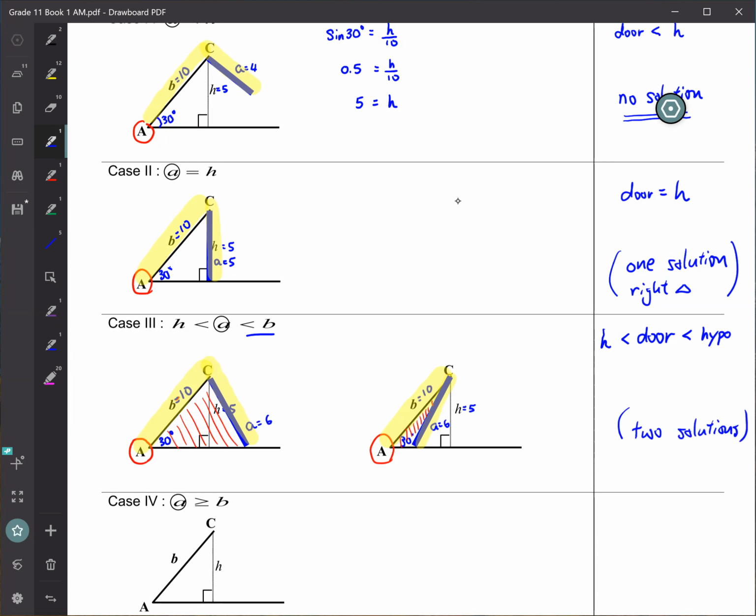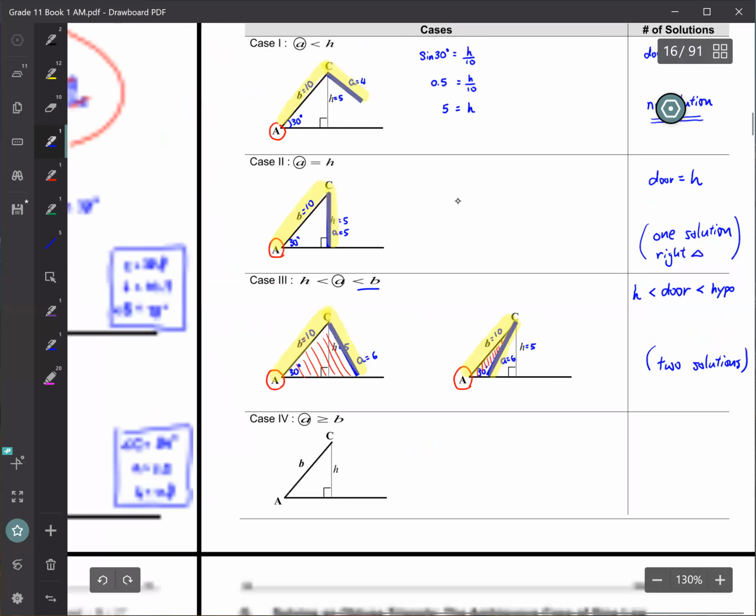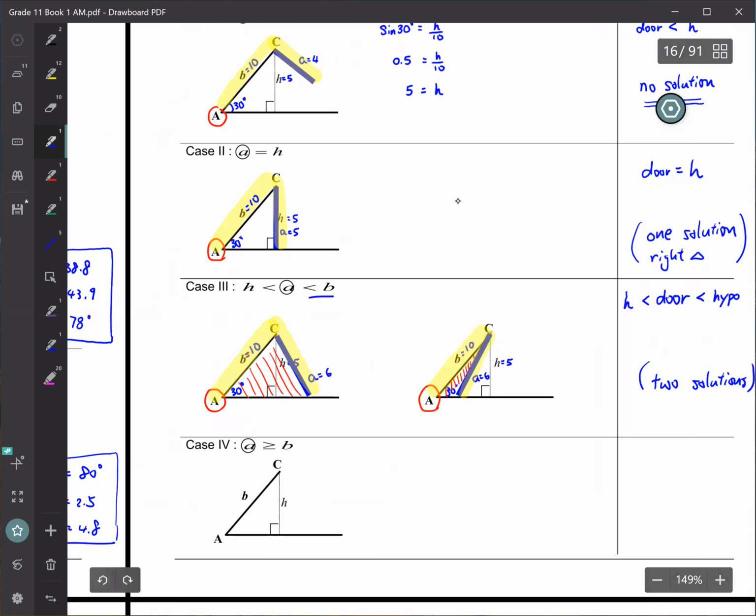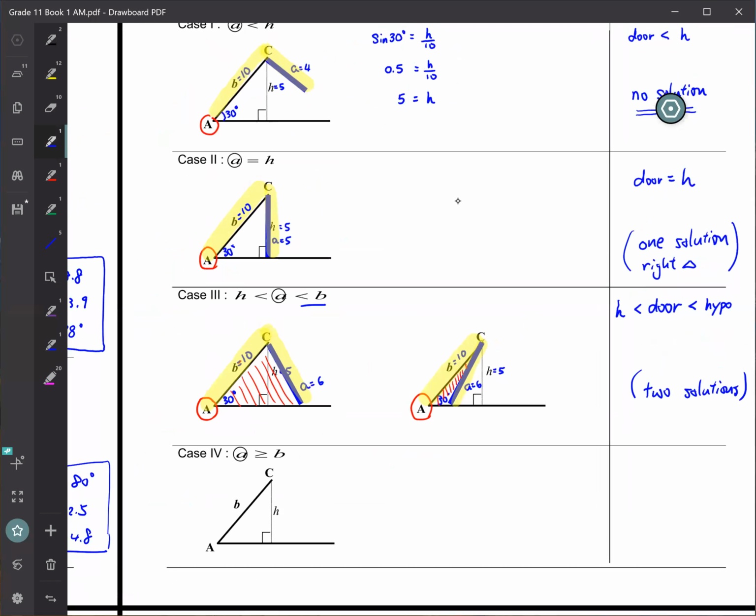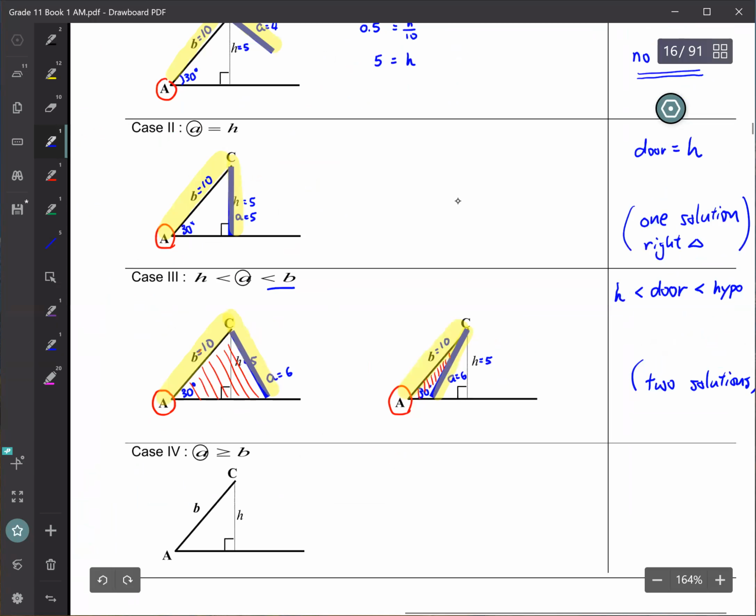Okay, last one. Case 3 is the hardest one to understand. If you get case 3, then you are good. All right, last one is when the door is longer than the hypotenuse and could be equal to it. So keeping the same measurement again, 30 degrees, 10 and 5 for height.